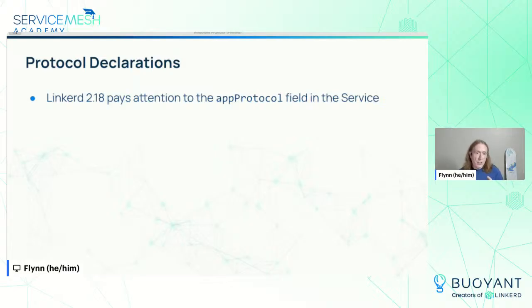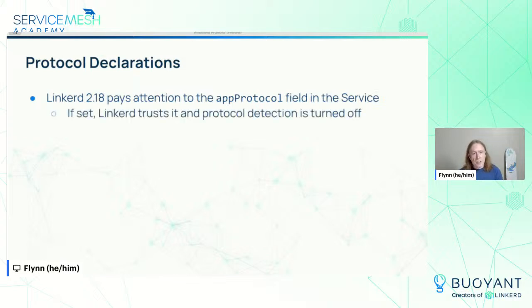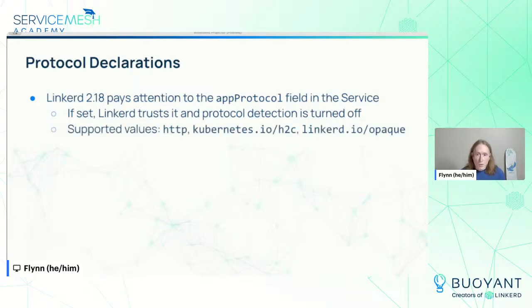So to deal with this, we taught Linkerd 2.18 how to pay attention to the app protocol field in the service declaration. If the app protocol field is set, Linkerd believes that you know correctly the value that you set it to, and we turn off protocol detection. So it does not matter how slow the client is or if the client speaks first at all, we will trust you to have told us the correct protocol for this thing. Right now, we will support values of HTTP for HTTP, kubernetes.io/h2c for HTTP2 cleartext, which also encompasses gRPC, but more on that in a minute, and linkerd.io/opaque for an opaque TCP connection. Any unrecognized value we will treat as opaque TCP.